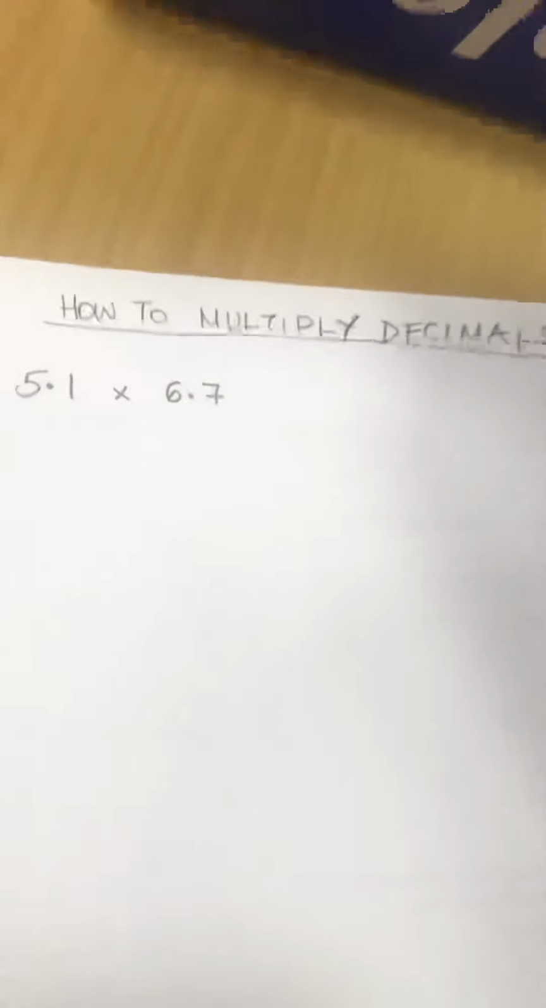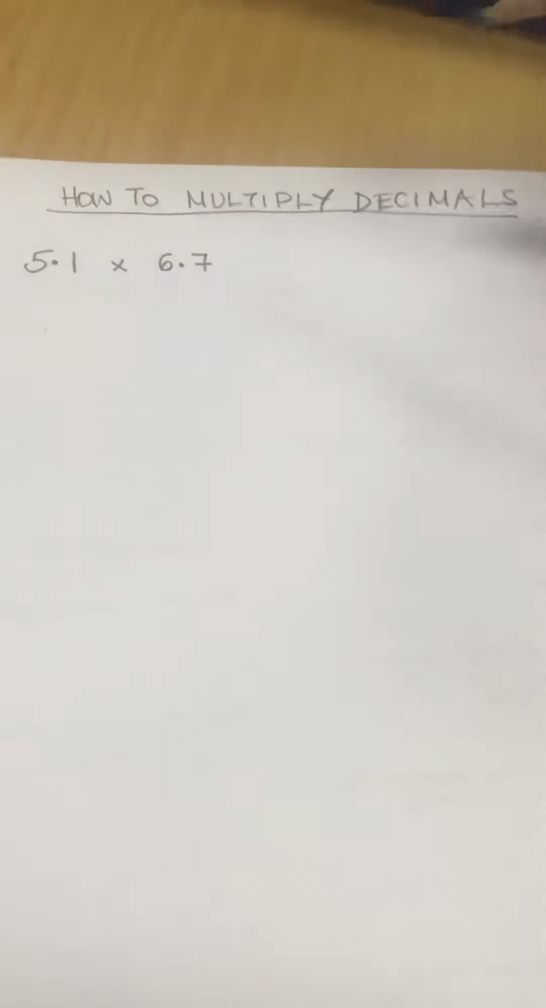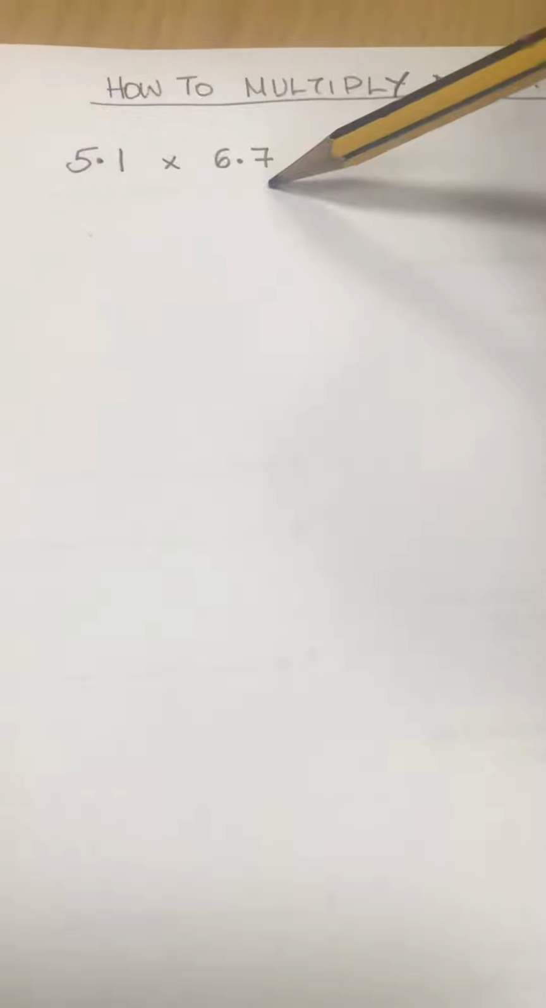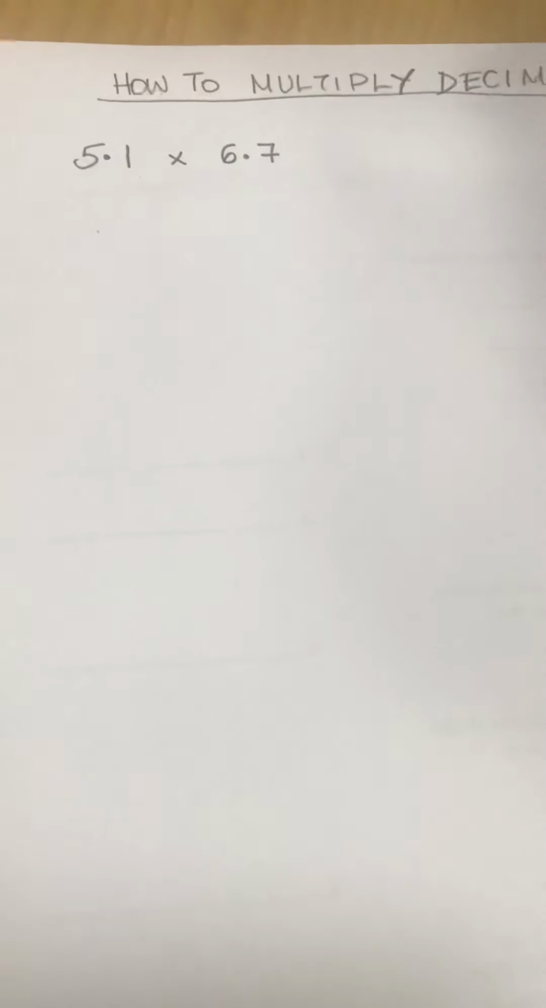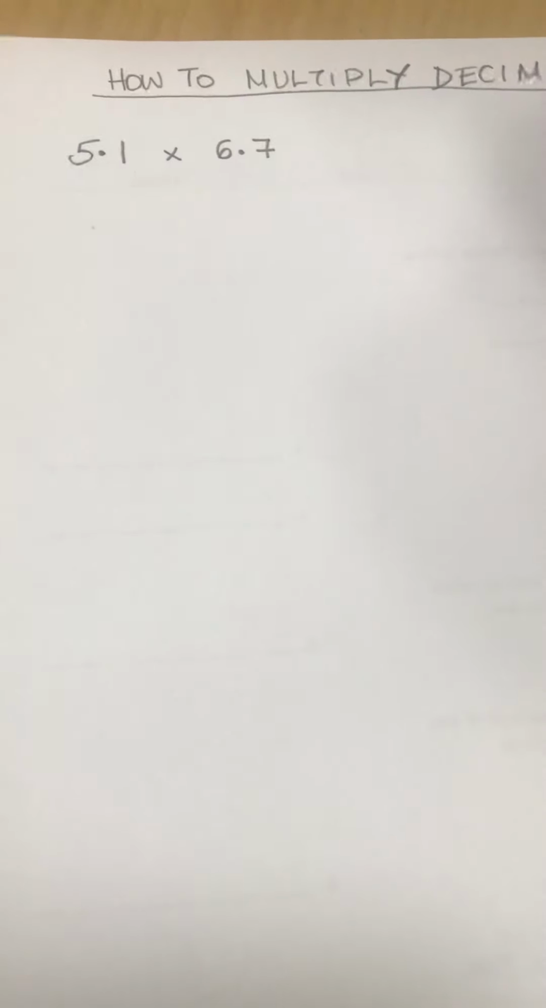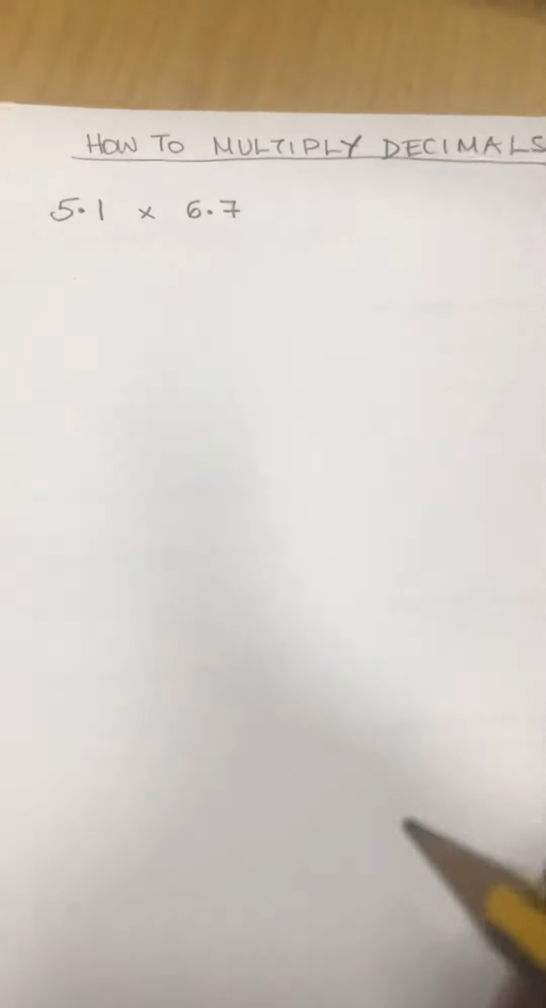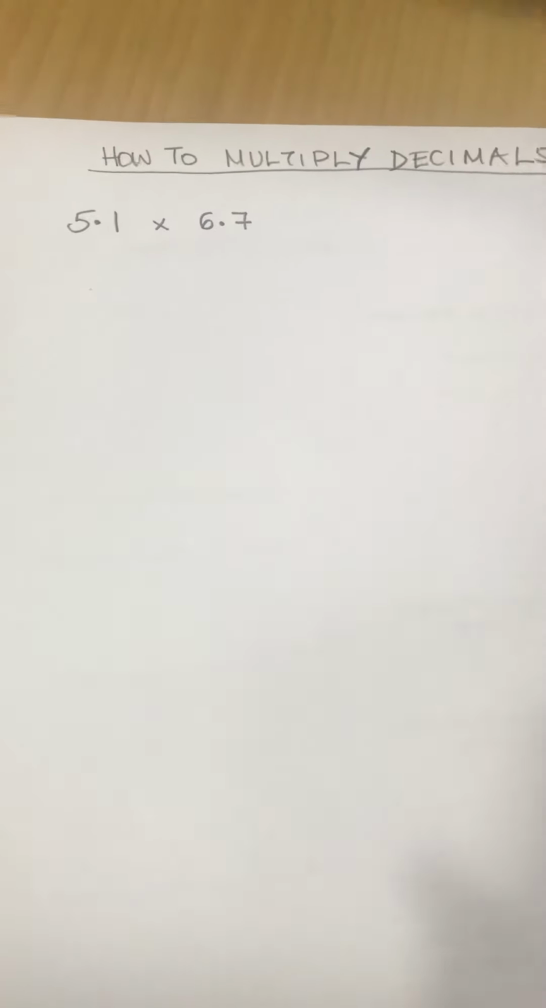Okay, girls. So here we are learning how to multiply decimals. I have two decimals here, 5 and 1/10 times 6 and 7/10. There's so many ways I can do this. I'm going to teach you 2 ways or 3 ways, and you decide which one is easier for you. You just have to know one way that is easier for you.